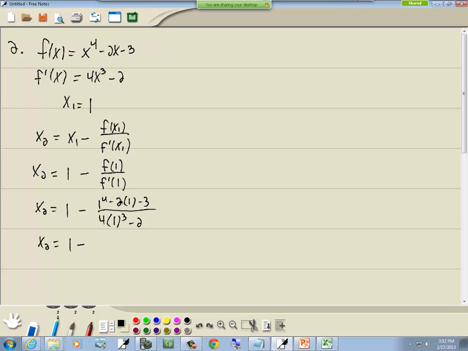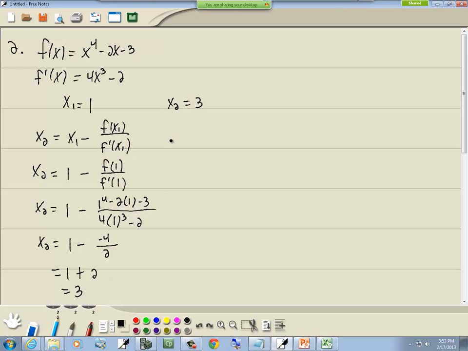1 to the 4th is 1. Negative 2 times 1 is negative 2. 1 minus 2 is negative 1. Negative 3 gives us negative 4. And down below here is 4 minus 2, which is 2. Negative negative becomes positive. 4 divided by 2 is 2, so that gives us 3. So then, that's x2.